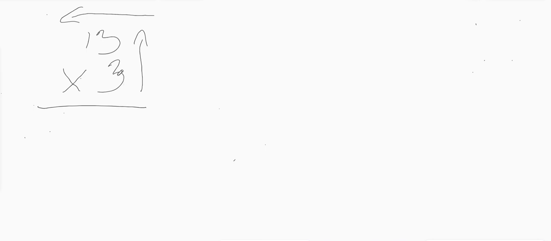So first things first, you want to do 3 times 3. 3 times 3 is 9. And then 3 is going to be times the 1. So now 3 times 1 is 3. And this is 39.